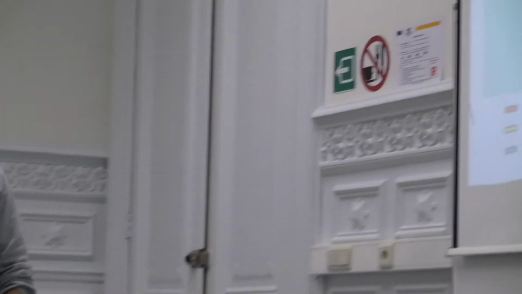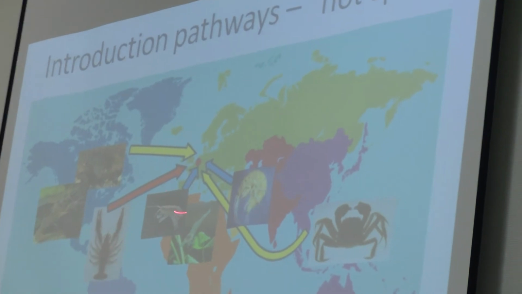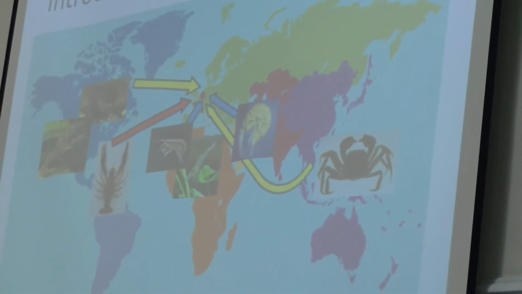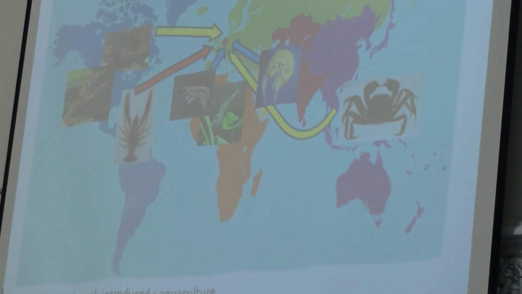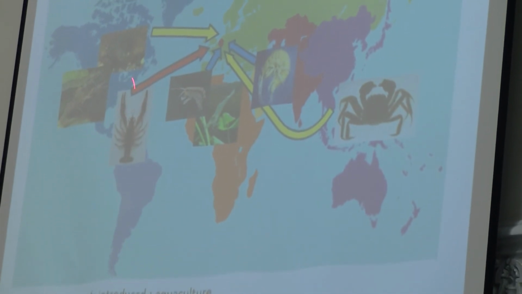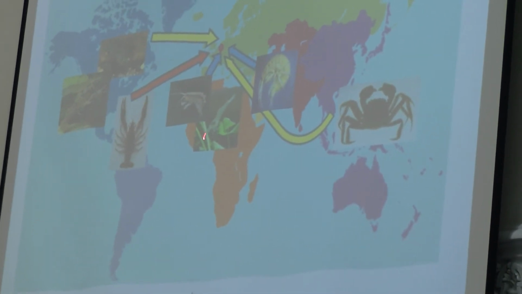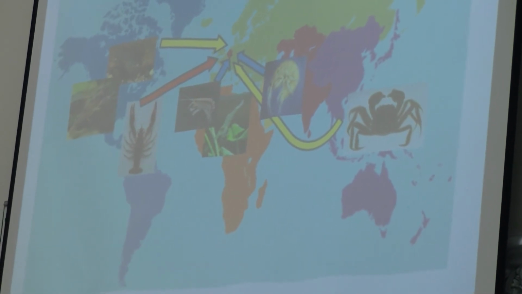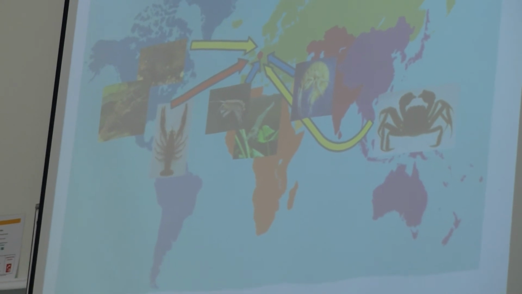There are several introduction pathways, especially for Flanders and Central Europe in general. And these are related to several hotspots. There are 4 main hotspots for Flanders, and this is North and Central America, the Ponto-Caspian region, which is situated over here, Southern Europe, which is situated over here, and Southeast Asia. And there are several vectors as well.